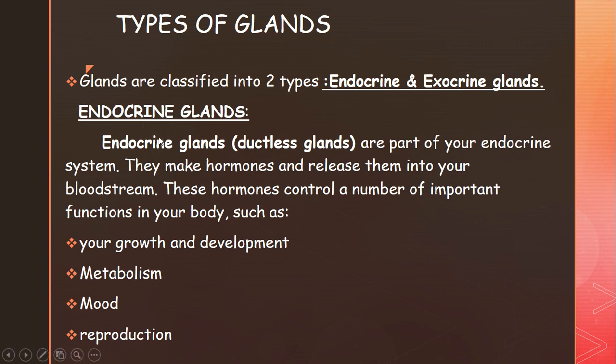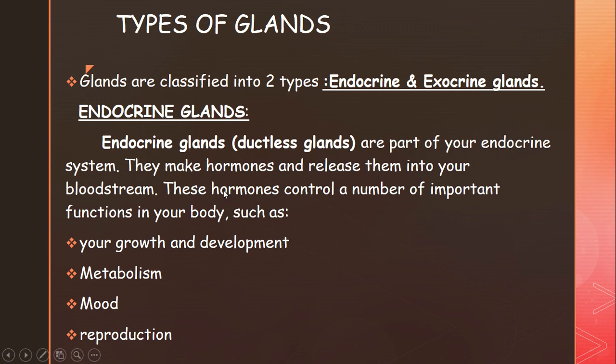Endocrine glands are ductless glands. A duct is a small tube, and this is absent in the endocrine glands, which are a part of your endocrine system. They make hormones and release them into your bloodstream. So the endocrine glands produce hormones and the exocrine glands produce certain secretions. These hormones control a number of important functions in your body.